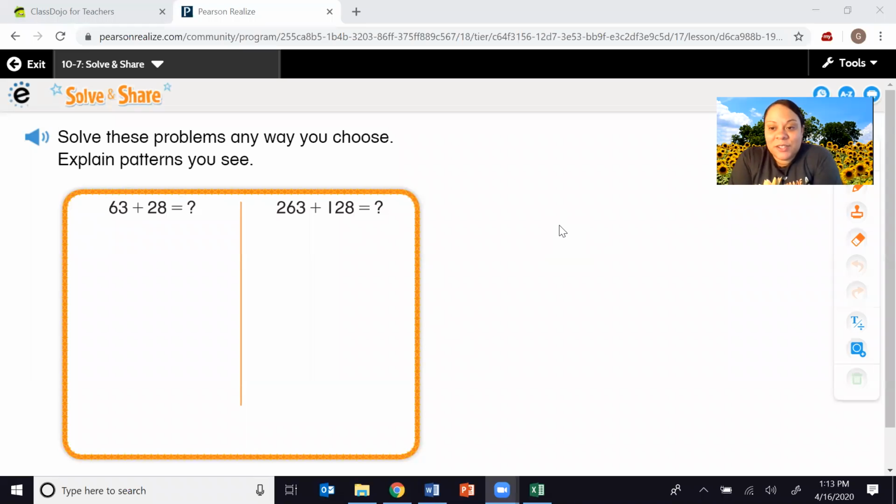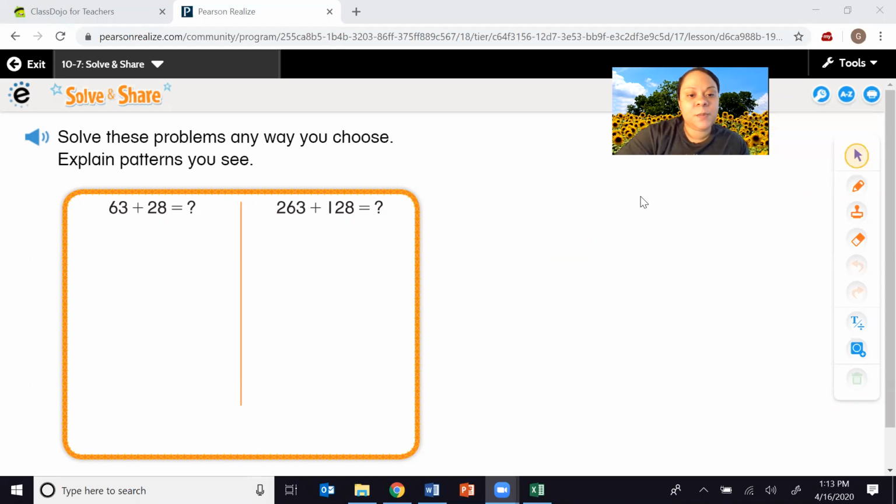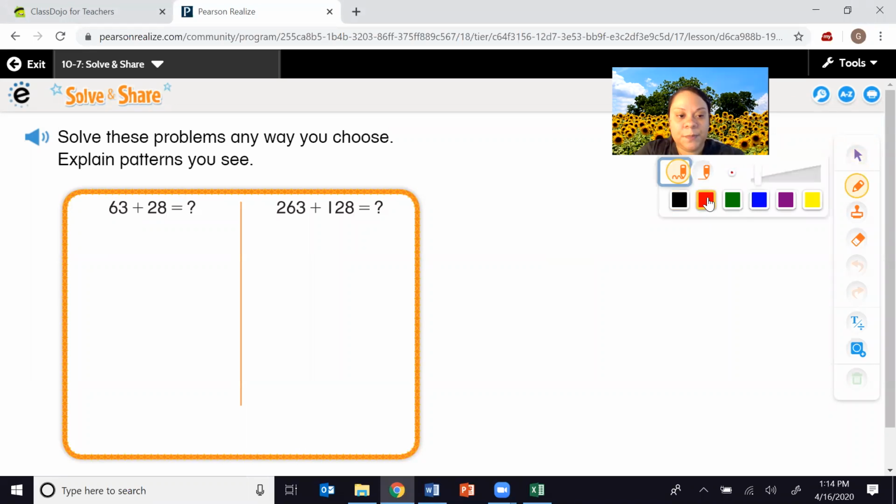And of course we're going to start with our solve and share. I would suggest that you pause and try to solve it yourself and see if you get the same answer. I'm sure you would. So this is our solve and share for today. And it says, solve these problems any way you choose. Explain patterns you see.